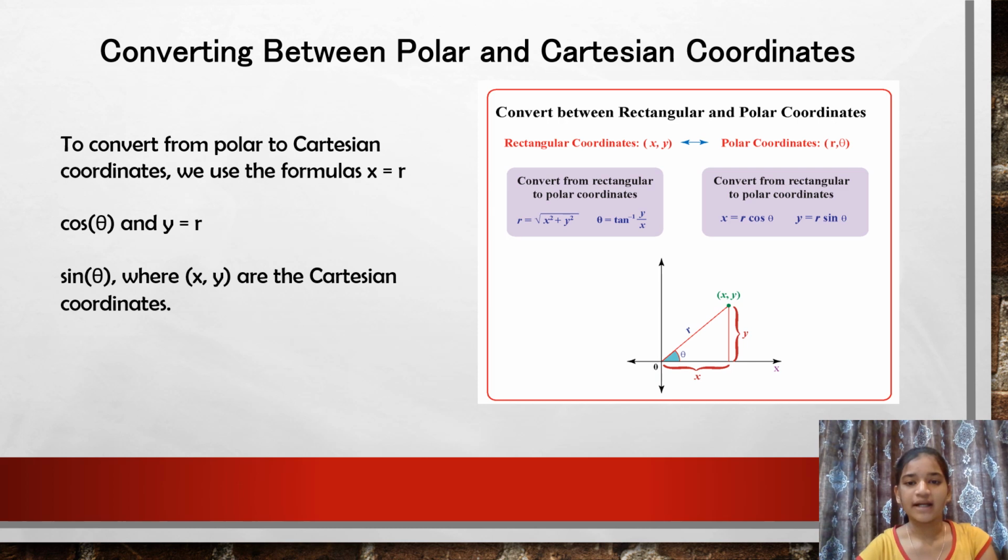Converting between polar and Cartesian coordinates. To convert from polar to Cartesian coordinates, we use the formulas x equals r cos theta and y equals r sine theta, where x, y are the Cartesian coordinates. Here in the diagram we can see that the rectangular coordinates x, y are also the polar coordinates r, theta.